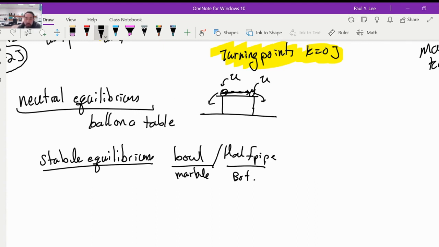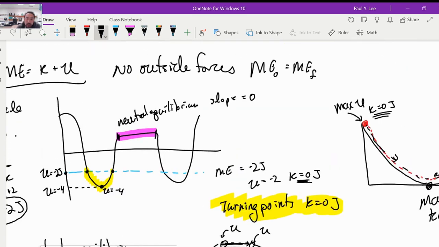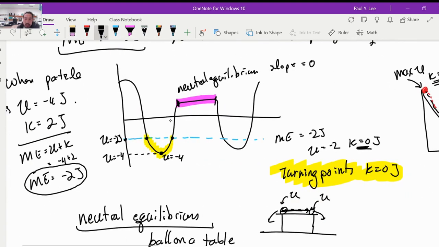So the stable equilibrium shows where the object is the most stable, meaning that nothing can really knock it out. So the idea is here at the bottom of these wells. I'm going to put this in red. So that part right there and this part right there.